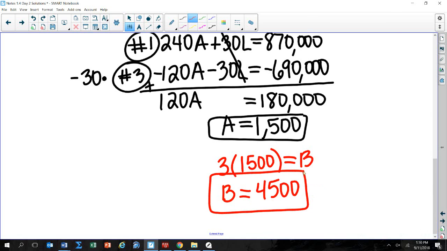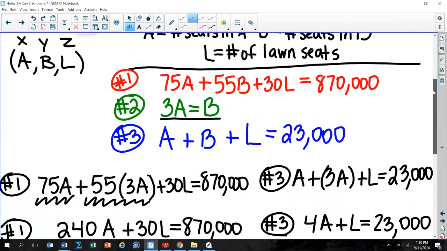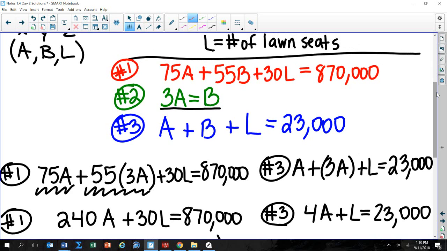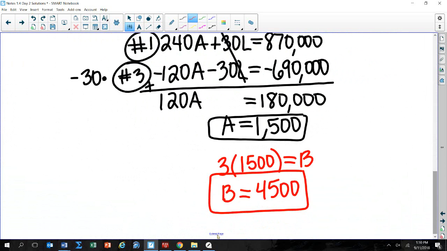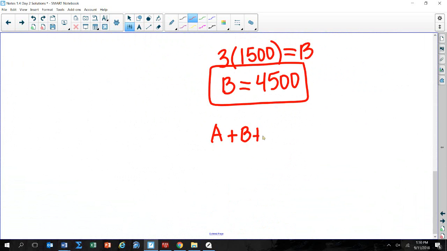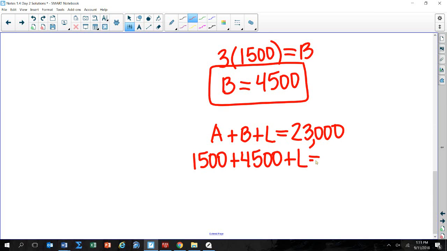Where can I plug in to get L? One of these original equations, right? I think 3 might be the easiest. Okay, A plus B plus L equals 23,000. We said that A was 1,500. Thank you. B we just said was 4,500. And then L is what I need to find. Okay, so what's L going to equal? What is 23,000 minus 1,500 and minus 4,500? 17,000? Okay. Yeah, that's what I got.